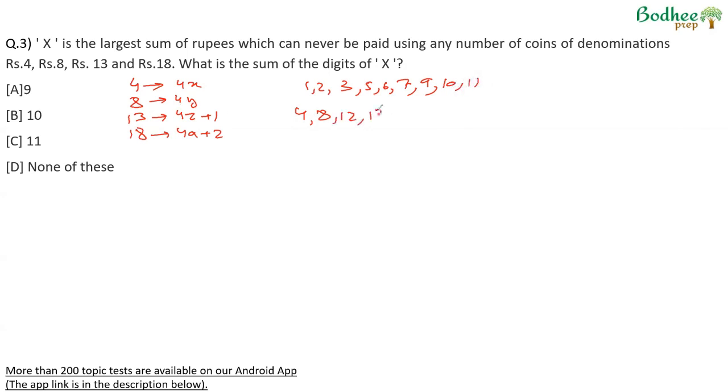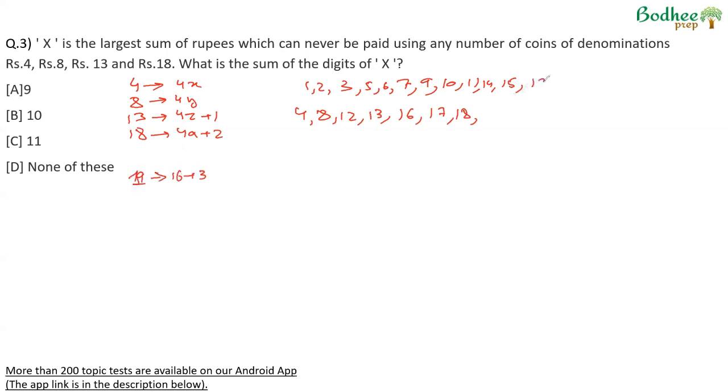Then we have 13. 14, 4a plus 2, still not possible. 15 is 4a plus 3. So 11 not possible, 12, 13 possible. 14 not possible, 15 not possible. 16 can happen, 8 and 8 is 16. 17, 13 and 4 is 17. 18 is possible. If we look at 19, 19 is 16 plus 3.